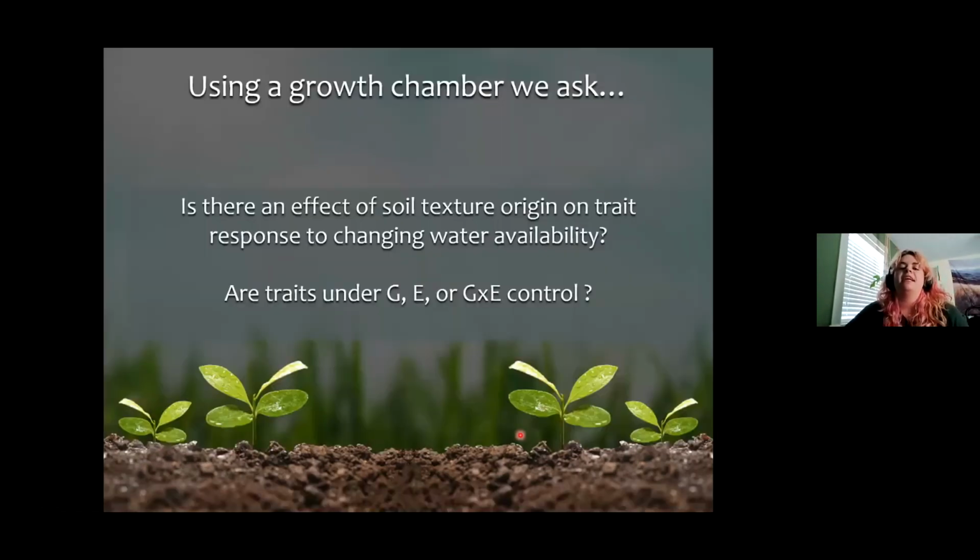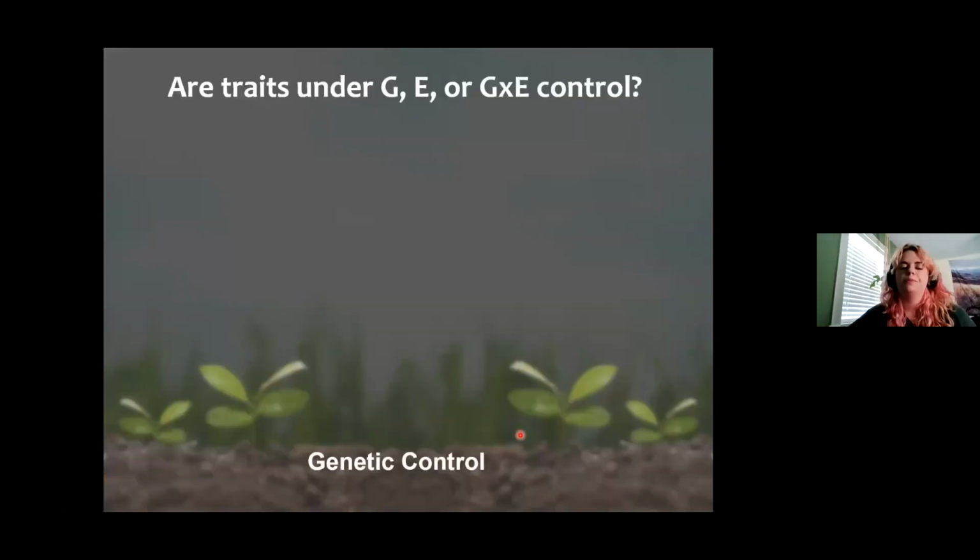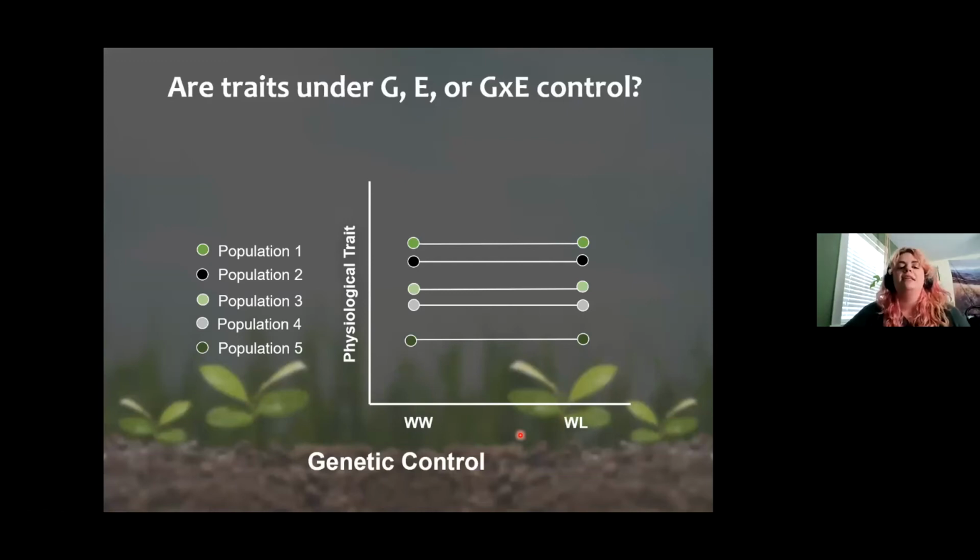So we have investigated briefly the influence of soil texture on our traits. And now we're going to look at the plasticity of these traits, specifically whether they're genetically controlled, environmentally controlled, or a combination of both. If they're under genetic control, we expect that within one environment, we're going to see population level differences, but their response across treatments is going to be the same. And so this slope of reaction is going to be 0.